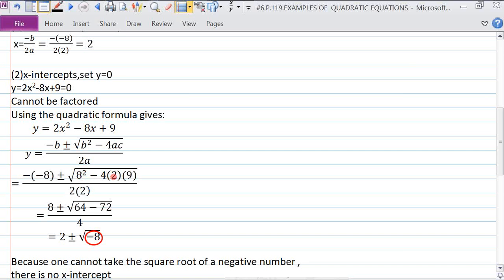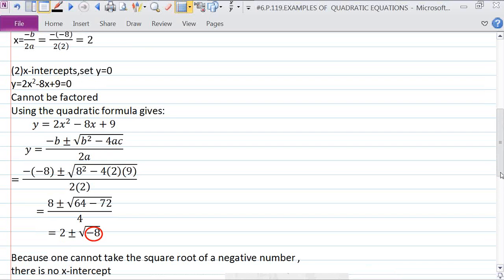Minus 4 times a. What's a? A is the coefficient of x squared. C is this number here, so this is 18. 2 times 9 is 18. 4 times 18 is 72. 8 squared is 64. And when we work this out, we get minus 8.